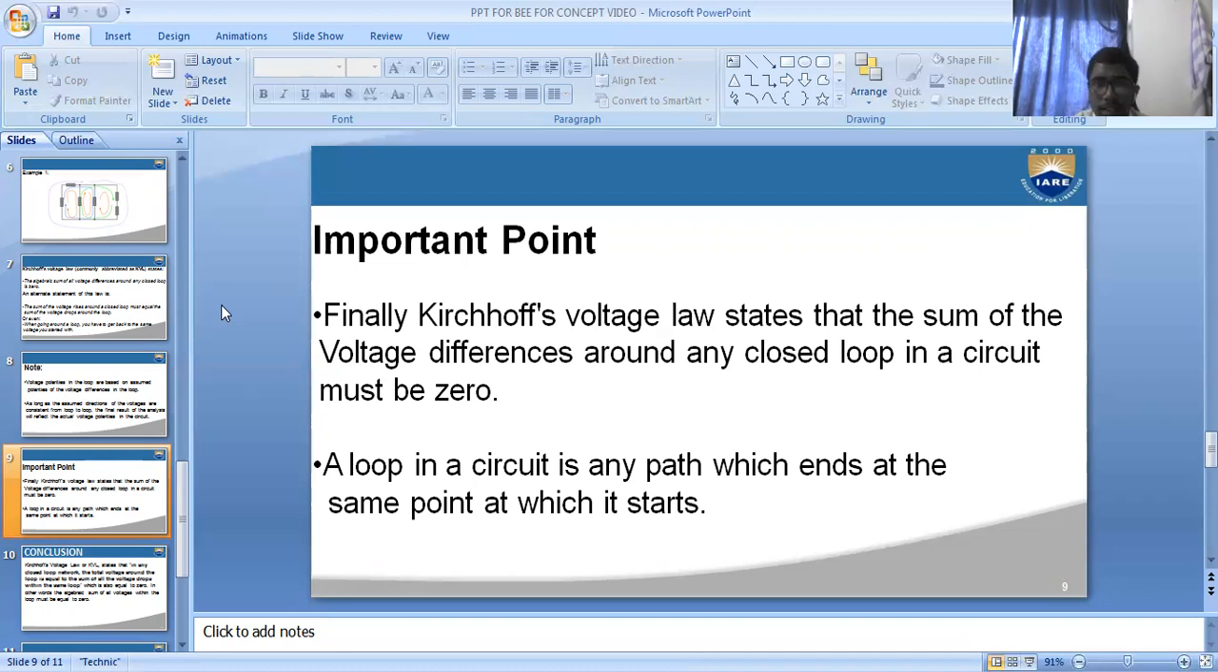A loop means it is a circular loop. A loop in a circuit can be any path, starting from different kinds of paths. A loop in a circuit is any path which ends at the same point at which it starts. The starting and ending point of the loop must be the same. Finally, this is what Kirchhoff is trying to say: a loop in a circuit is any path which ends at the same point at which it starts. That's the final thing it wants to tell us.